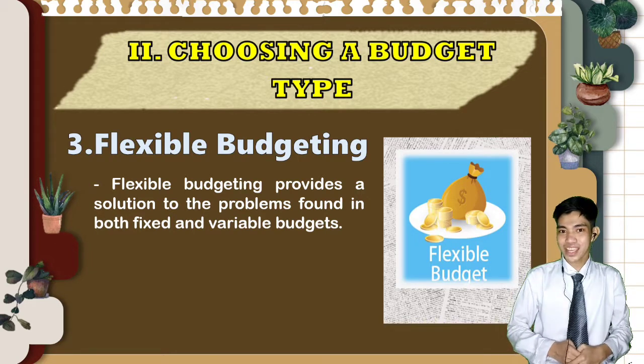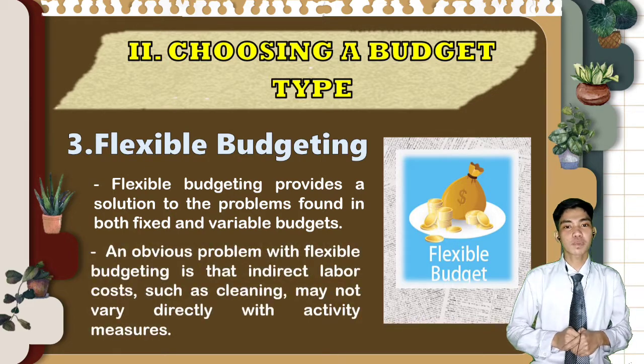With flexible budgeting, a formula is developed for the target amount of indirect labor that should be used for a given range of output. Kaso, ang pinaka-obvious problem with flexible budgeting is that indirect labor costs such as cleaning may not vary directly with activity measure. Kaya ang kadalasan na naging resulta para makagawa o mag-work ito ng precisely is you will develop a variance factor that expresses the response of semi-variable costs such as indirect labor to change in activity.